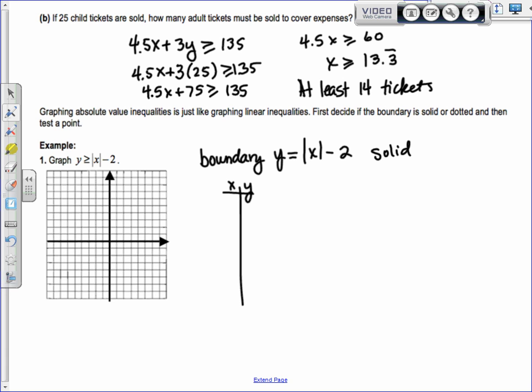All right, so let's just do a t-table. When we have absolute values, you always want to try positive numbers and negative numbers. So let's do 0, 1, 2, and then maybe -1 and -2 as well. If I plug in 0, I have the absolute value of 0 minus 2 is -2. The next one's absolute value of 1 minus 2. So 1 minus 2 is -1. The absolute value of 2 minus 2 is 0. Absolute value of -1 minus 2 is 1 minus 2, which is -1. And the absolute value of -2 minus 2 is 2 minus 2, which is also 0. So I have 0, -2. I have 1, -1. I have 2, 0. I have -1, -1. And I have -2, 0. It's a solid line, so here is my V shape.